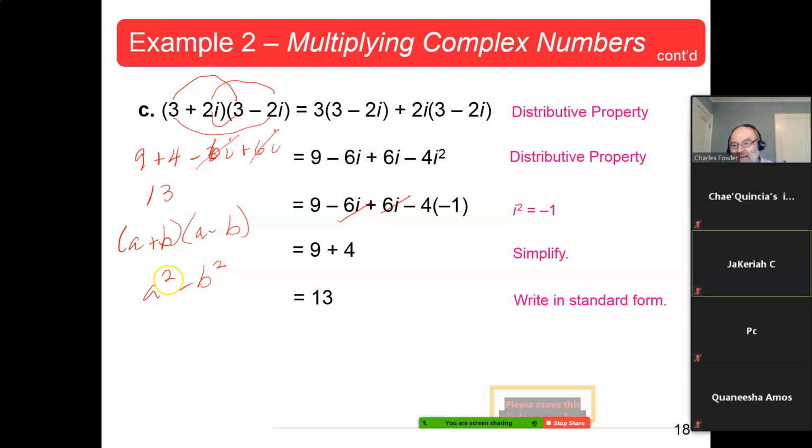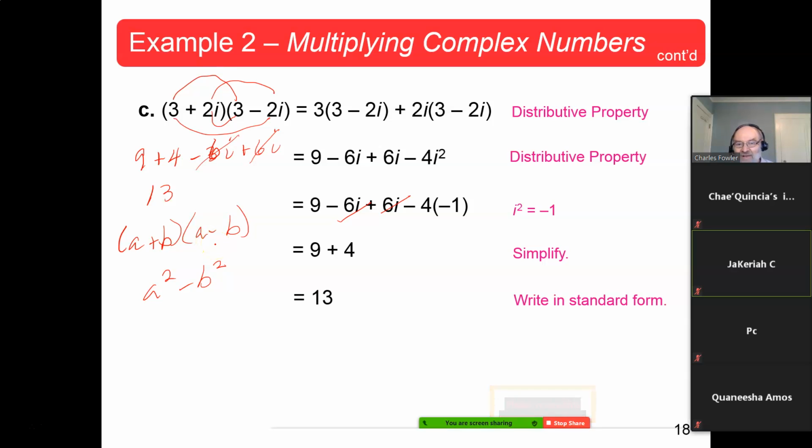You multiplied this number by its conjugate. They didn't call it that back then, but it is. The conjugate means keep the first number the same, and the second number just change the sign. So A plus B is the conjugate of A minus B, and A minus B is the conjugate of A plus B. 3 plus 2i is the complex conjugate of 3 minus 2i, and 3 minus 2i is the complex conjugate of 3 plus 2i.